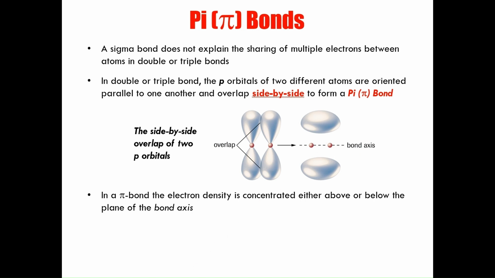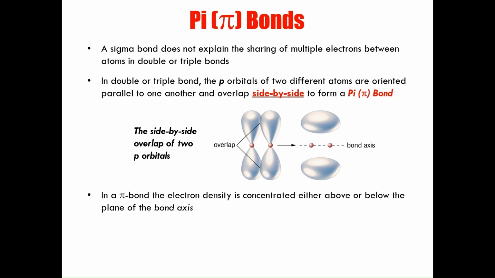So to review, let's say two atoms with sp2 hybridization come together. An sp2 hybrid orbital from each atom will overlap along the bond axis to create a sigma bond. This allows the sharing of the first pair of electrons. Now, there is a single bond between those two atoms, but the two atoms want to share a second pair of electrons between them to create a double bond.